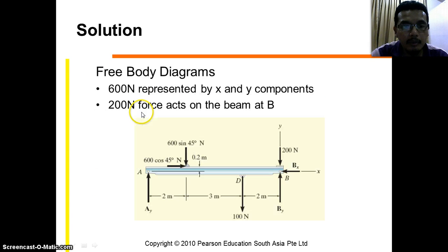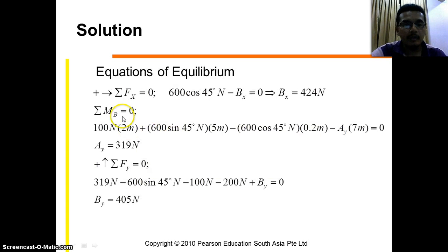So take a moment about point B. Any forces at B will be cancelled out, so By, Bx and 200 we cancel out. So how many forces are left? Ay, 100 Newton, and 600 at 45 degrees, because this one is not on the same line as point B. These forces acting on this particular point are not on the same line as point B, so we need to consider these two forces, 600 cos 45 and also 600 sin 45. So here the total resultant moment about point B equals 0.